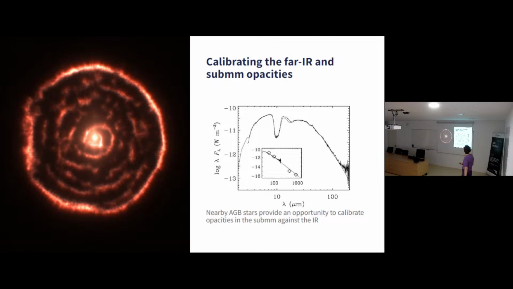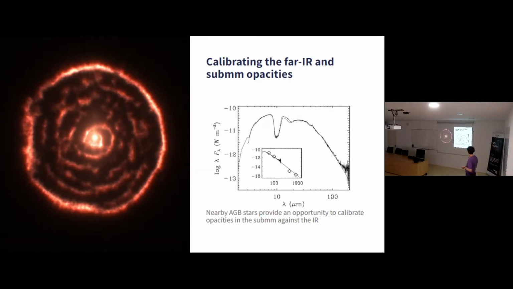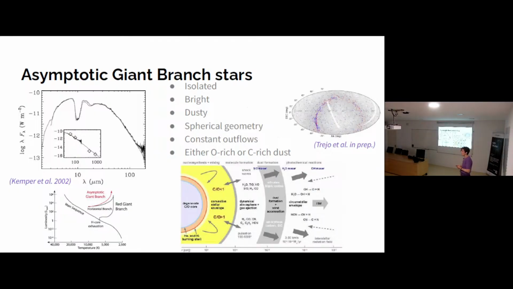Then finally, the topic that I'm currently working on is to calibrate these far infrared and submillimeter opacities. And I think that nearby AGB stars, so I'll introduce a new survey to you, provide an opportunity to calibrate opacities in the submillimeter against the infrared. So the idea is, you've seen this slide before, that we're going to be looking at nearby AGB stars, which is the reason that I put this plot in.